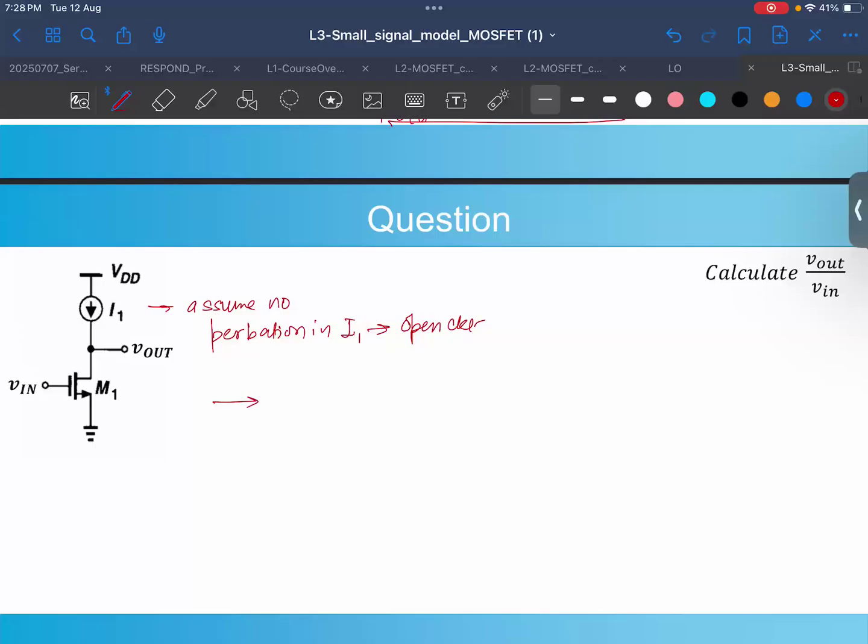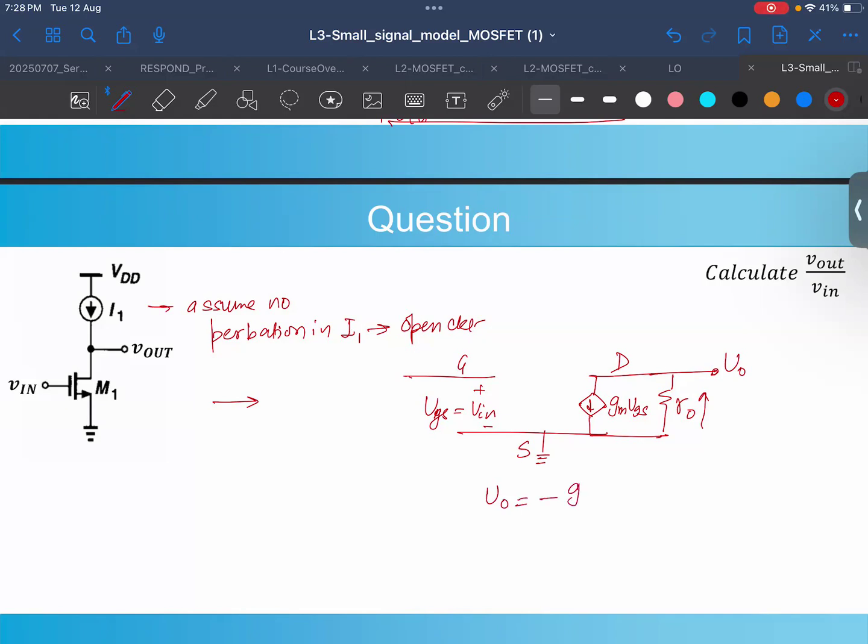And then what we are left with: gate, source, drain, source is grounded, and at the gate we are applying VGS, which is V in. There is a current which flows as a result, which is gm VGS, and we have the r0. That is all. We don't have any external bias because this is infinite impedance, right? If this is a current source, that means now we know that the gm VGS is flowing through this. So V out would be equal to minus gm VGS into r0, right?